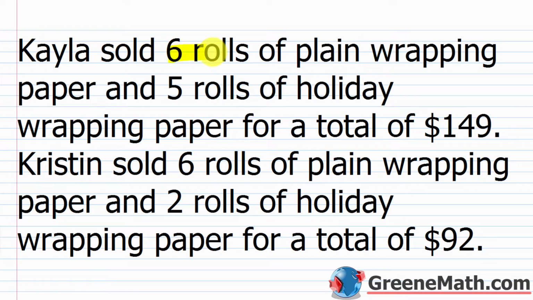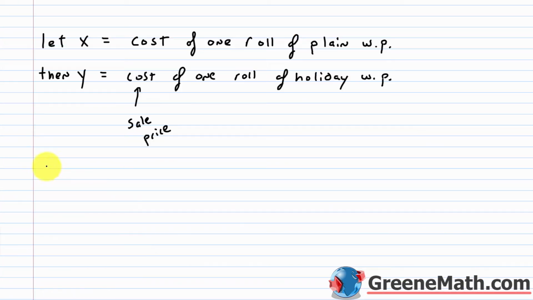So 6 rolls of plain wrapping paper, 5 rolls of holiday wrapping paper, again, for a total of $149. So putting that into an equation, just using our variables for the unknowns, we would have 6 times x, right? x is the cost of 1 single roll of plain wrapping paper, plus 5 times y. y is the cost of one roll of holiday wrapping paper, should be 149, the total cost when these two are added together. So again, this is going to be 6x plus 5y is equal to 149.